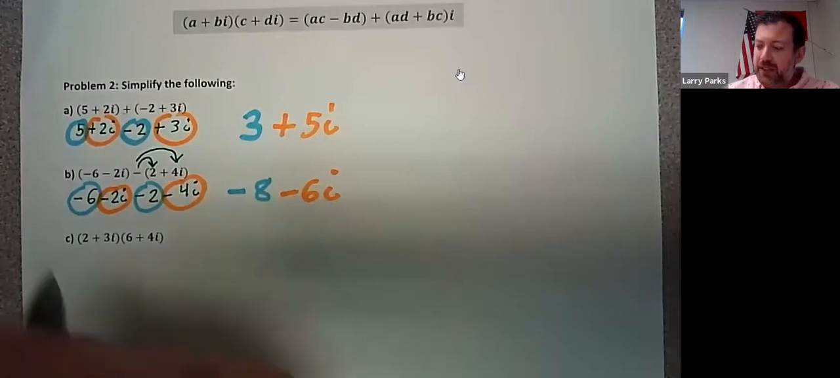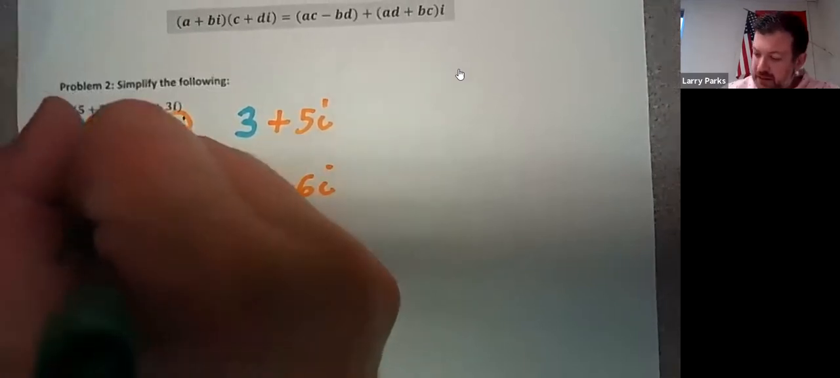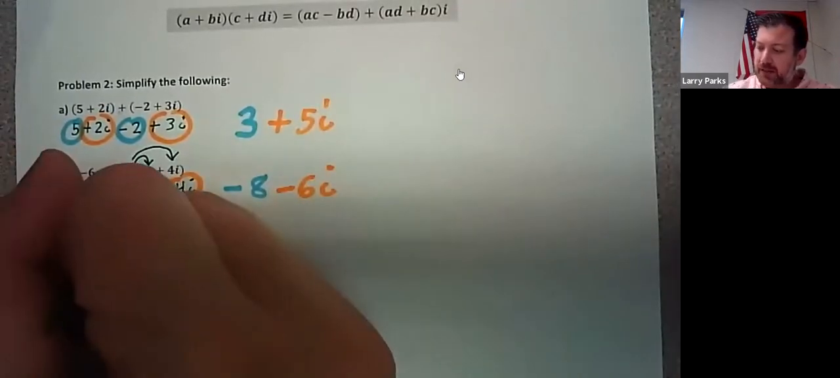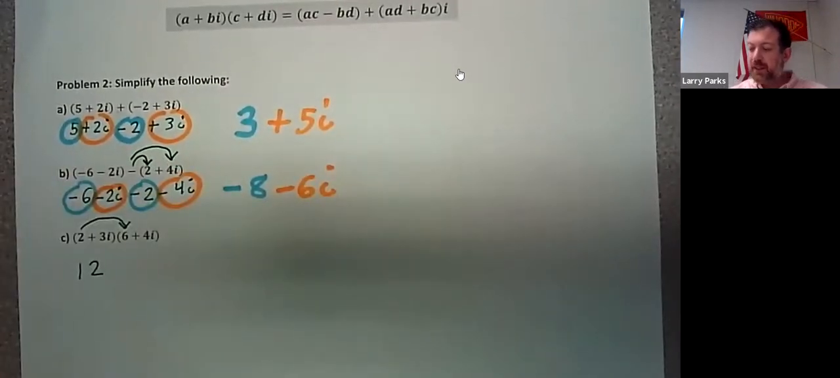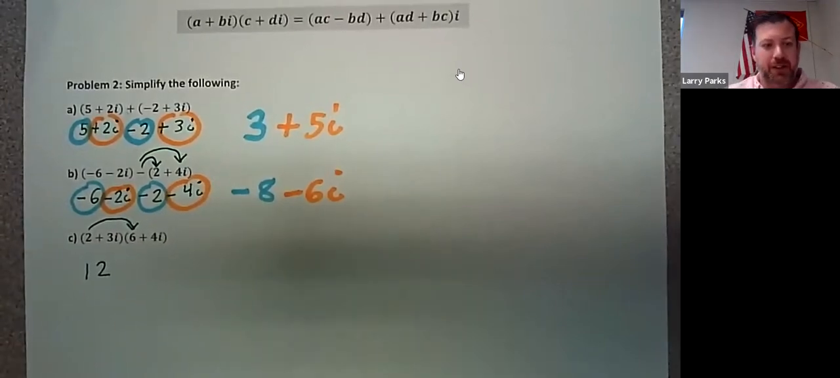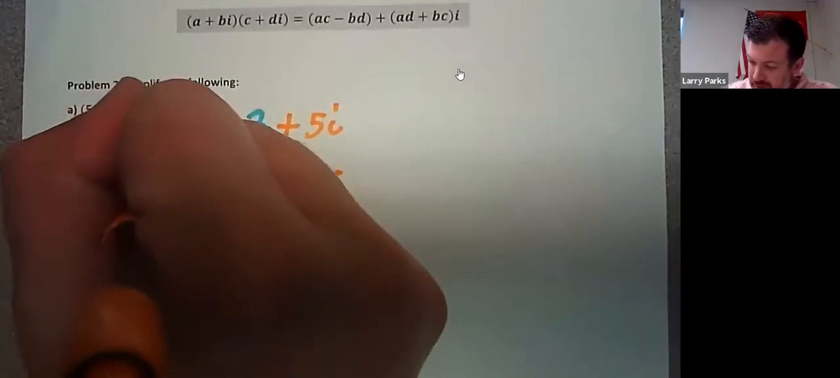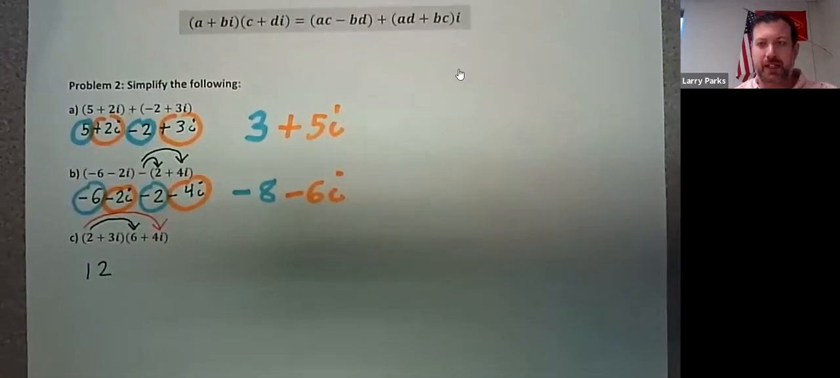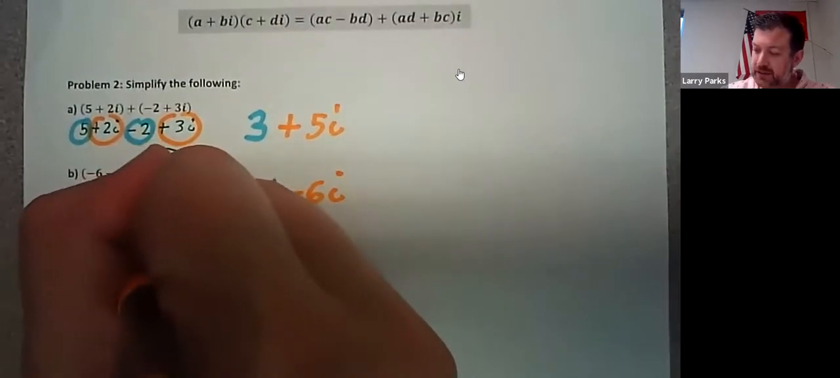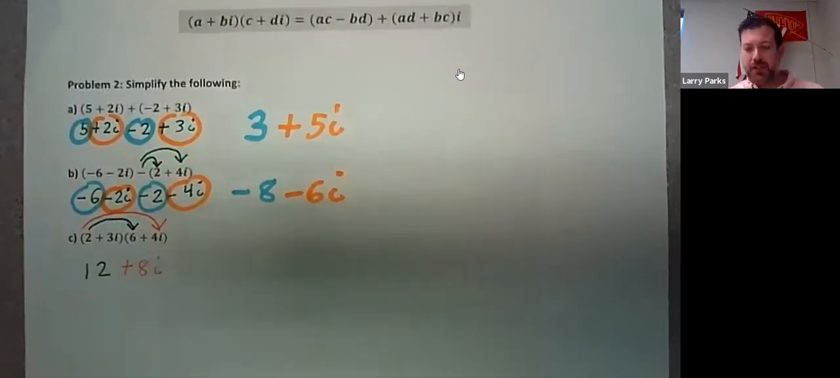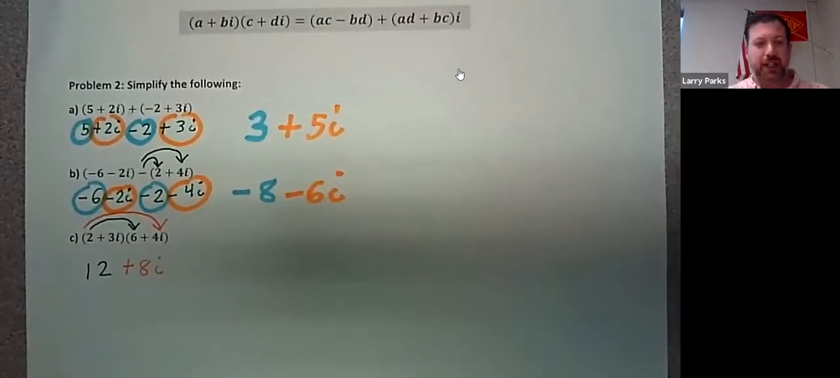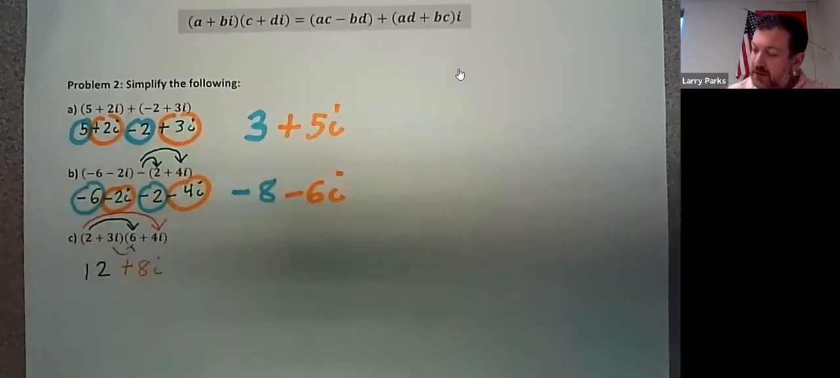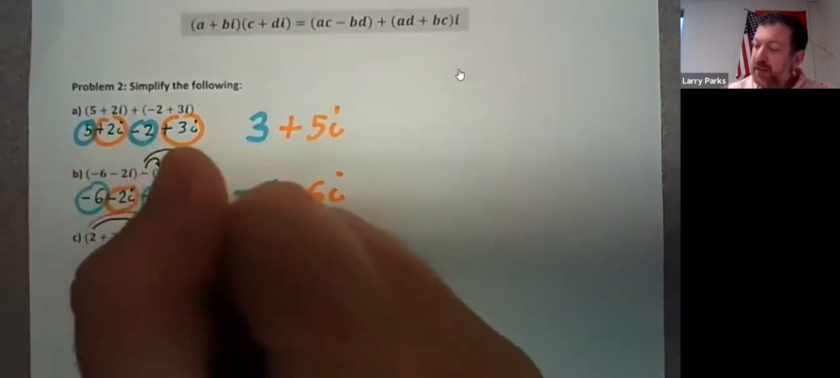And the way I tend to show kids is you start with the 2. You take it times the 6, 2 times 6, 12. And then you distribute the 2 to the 4i. 2 times 4i is 8i. You move to the second part of the expression, which is 3i, and you distribute that, 3i times 6. That's 18i.